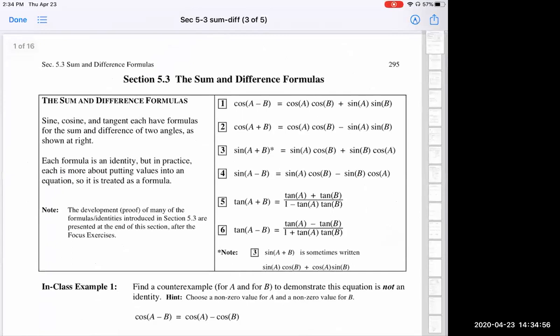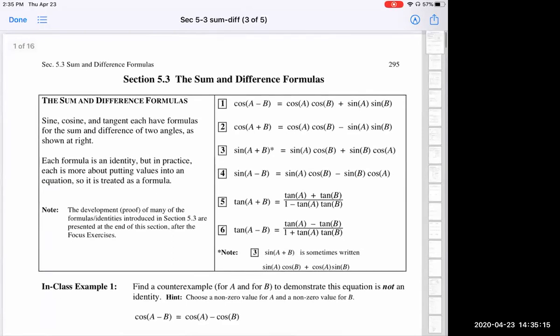All right, so let's continue with section 5.3. This is getting you ready for chapter 6, but it's also getting you ready for calculus, because sometimes you might have to integrate or differentiate some equations that are not written in the method that we can work with. So how do we go around it? We have to rewrite it completely, and we rely on the formulas we learned from trig.